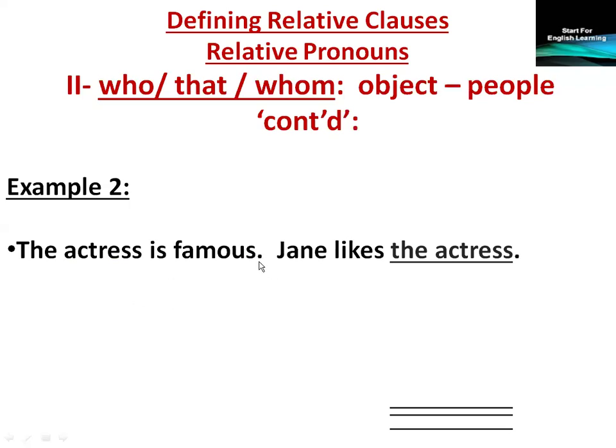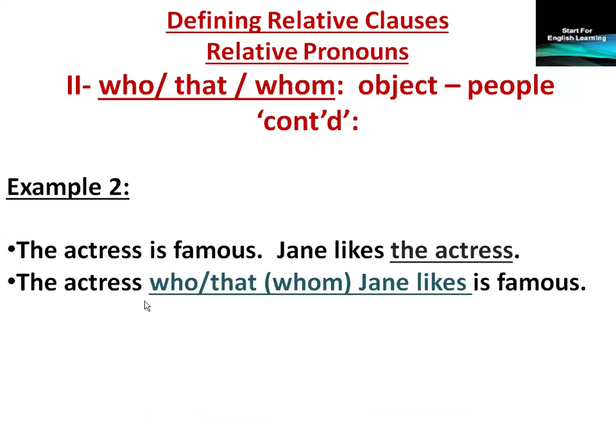First thing, we remove this full stop. And then we replace the actress with who or that or whom. And we put it at the very beginning of the sentence. And then we move who or that or whom Jane likes after the actress, after the noun it describes. The answer is, the actress who or that or whom Jane likes is famous.